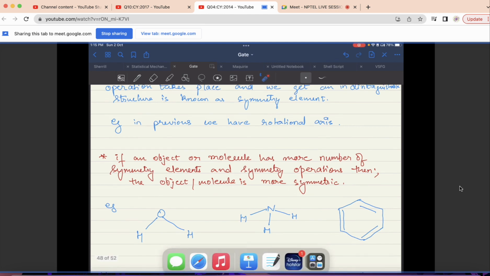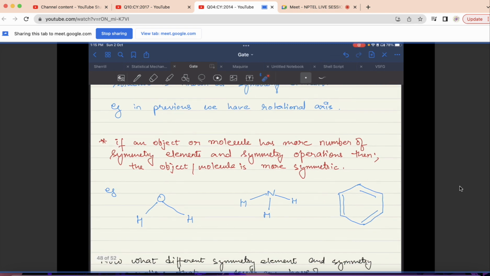Okay, so among H2O, ammonia and the benzene molecule, you will find that the number of symmetry operations and elements is maximum in benzene. You can do this by yourself, it's easy. So the number of symmetry operations and elements is maximum in the benzene molecule, and hence benzene is more symmetric in comparison to ammonia and water molecules.